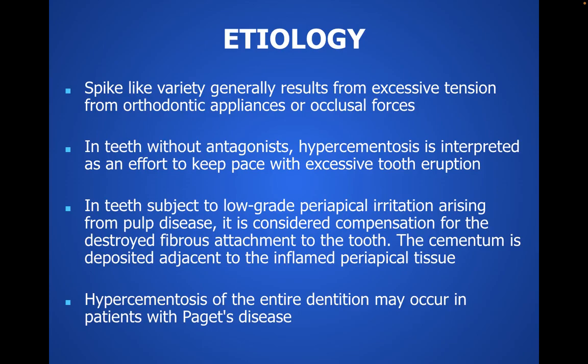It basically happens because of teeth without antagonists, which means there is no tooth next to it, up or opposite to it. In teeth without antagonists, hypercementosis is interpreted as an effort to keep pace with excessive tooth eruption. In teeth subject to low-grade periapical irritation arising from pulp disease, it is considered compensation for the destroyed fibrous attachment to the tooth. Hypercementosis of the entire dentition may occur in patients with Paget's disease.